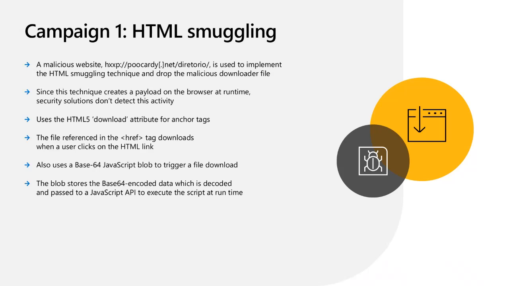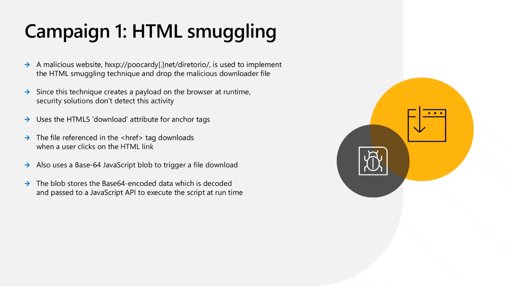One is the HTML file download attribute, which has an href that refers to the URL from where the payload needs to be downloaded. This is one technique, using href, and the second one is using JavaScript blobs. In the blob, in order to evade detection techniques, they keep the raw executable file, that is the JavaScript file, in base64 encoded format. And at runtime, it is decoded and passed to the JavaScript API to execute the script at runtime.